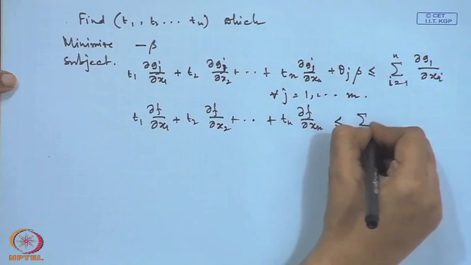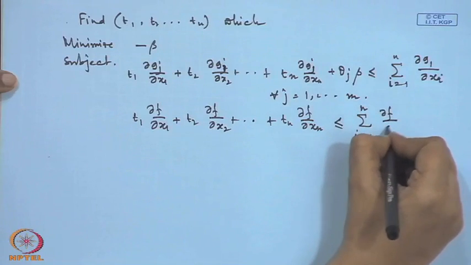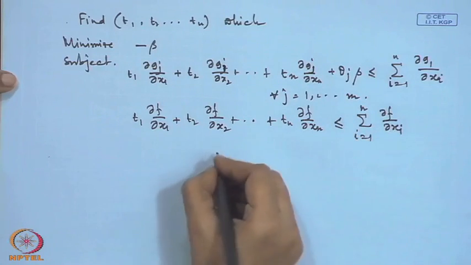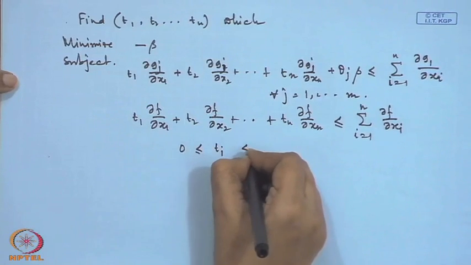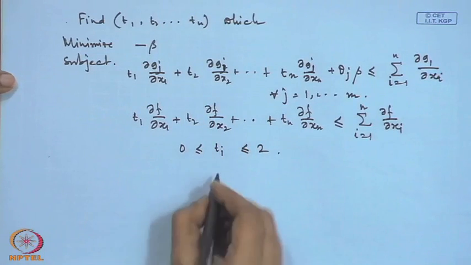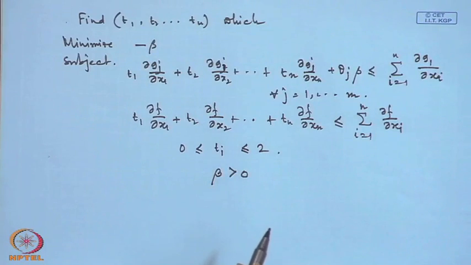Less than or equal to summation i equal to 1 to n, del f by del xi, and Ti is in between 0 and 2. What else? Beta is greater than 0. This is the linear programming problem. That is why that would be considered as the usable direction. That is all about the usable direction.